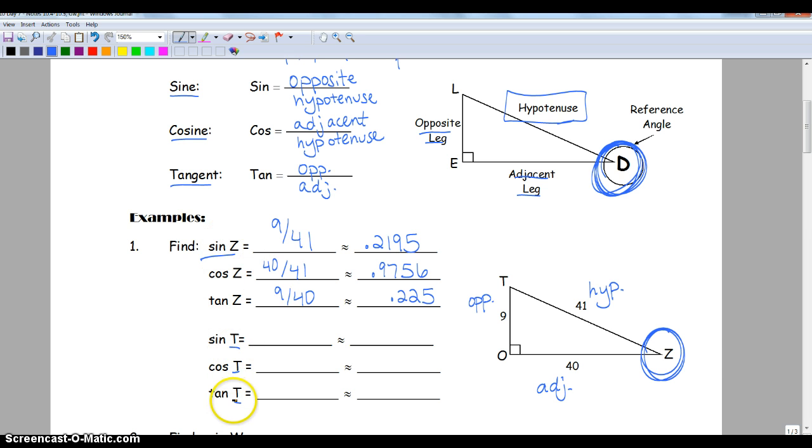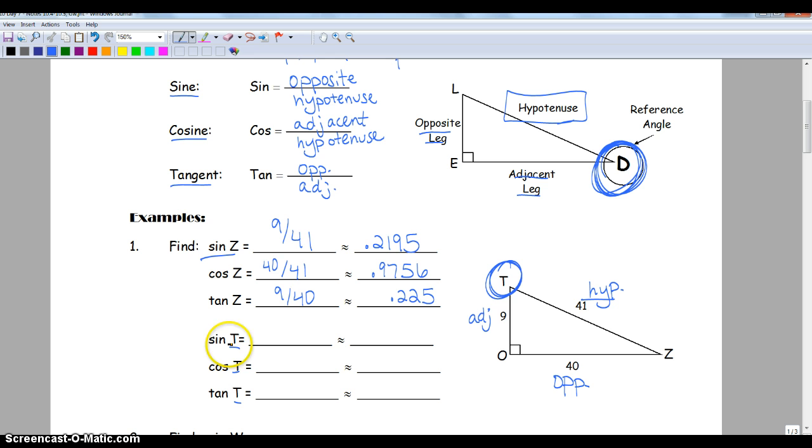Now, notice the next one is the letter T. So now we are no longer using angle Z, we are now using angle T, which is going to switch some of these sides. Hypotenuse will always be the hypotenuse. The opposite and the adjacent sides, though, those are going to switch depending on what angle we're talking about. So if we're talking about angle T, opposite side, the side that doesn't touch it, is the 40. And then the side next to angle T is the adjacent side.